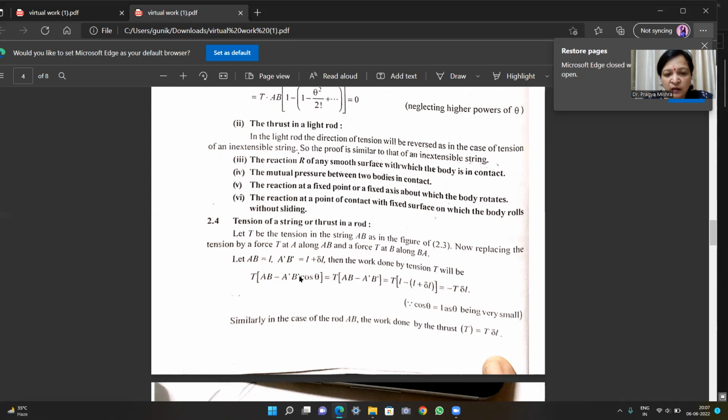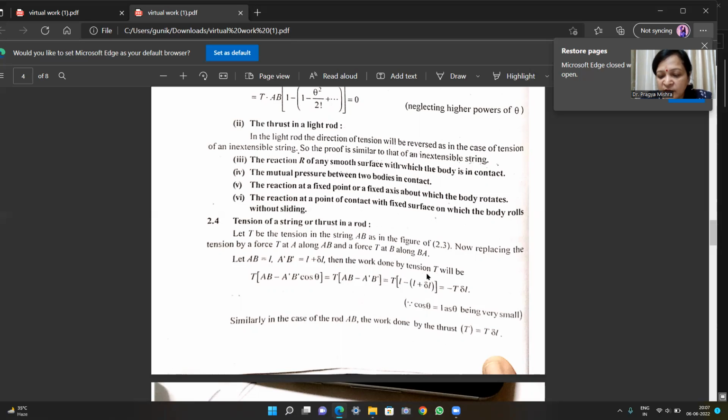And since theta is very small, we can neglect higher powers of theta. So cos theta is equivalent to 1. So T AB minus A dash B dash. Now if AB is L, then A dash B dash will be L plus delta L, because here we are taking an extensible string.